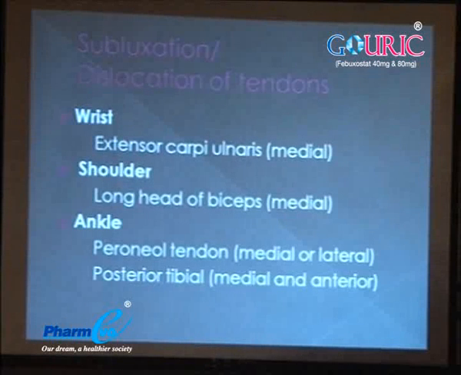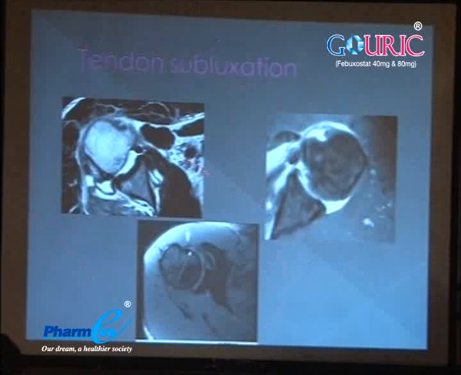Next thing that we can look at is the subluxation or dislocation of tendons. These predominantly occur in the wrist, in the extensor carpi ulnaris, which can dislocate medially, in the shoulder, the long head of the biceps, which can dislocate medially again. In the ankle, the peroneal tendon can dislocate medially or laterally, and the posterior tibial tendon, which can dislocate medially and anteriorly. And I have some pictures of the biceps tendon.